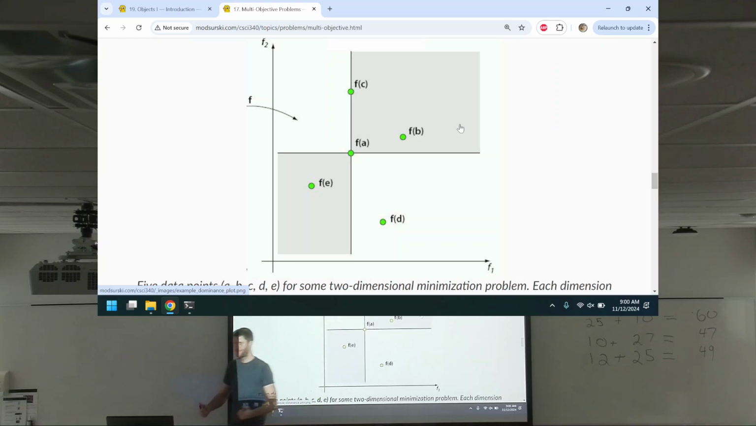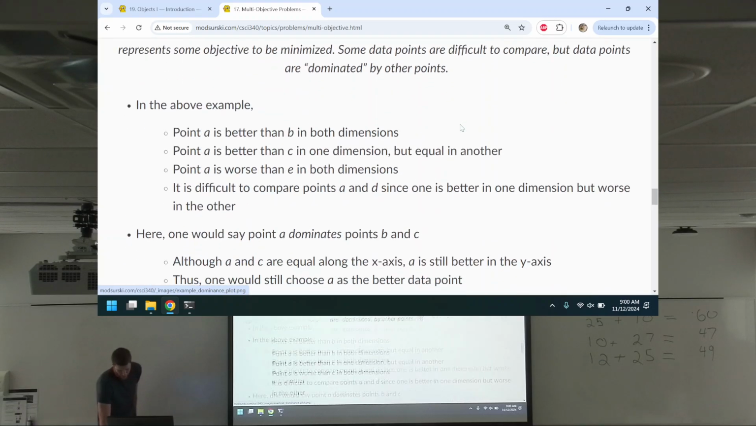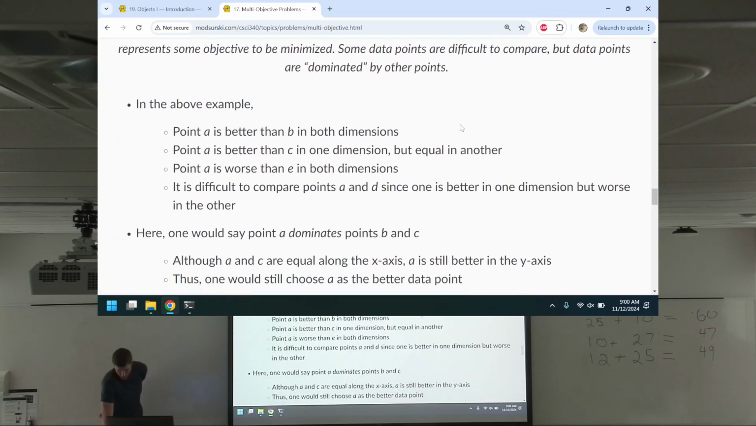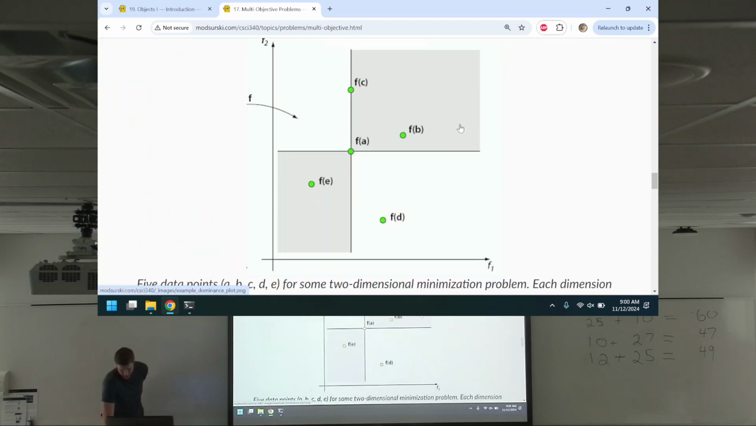I'm happy. Right? So if I gave you the choice between A and B in this complex multidimensional problem, that's easy for you to pick. It's easy for you to say, well, A is clearly better than B. Why? Because it's better in all the dimensions I care about. A is worse than C in one dimension, but equal in another. So here we're like, well, okay, look.